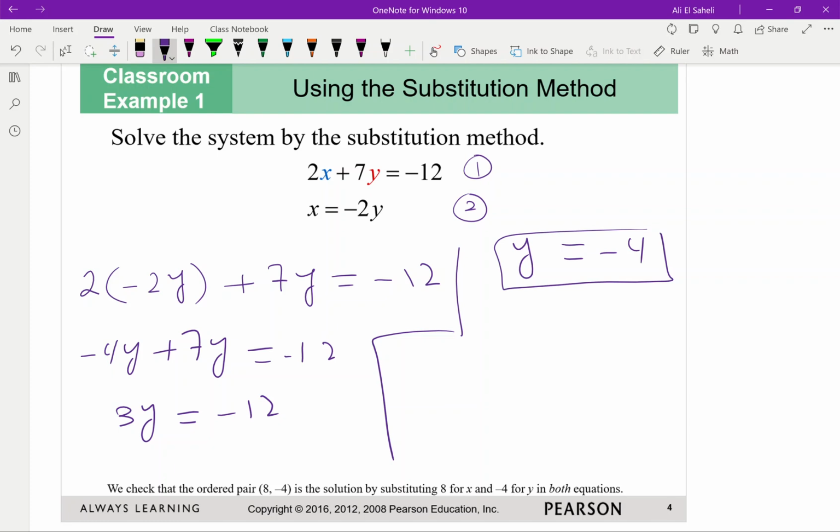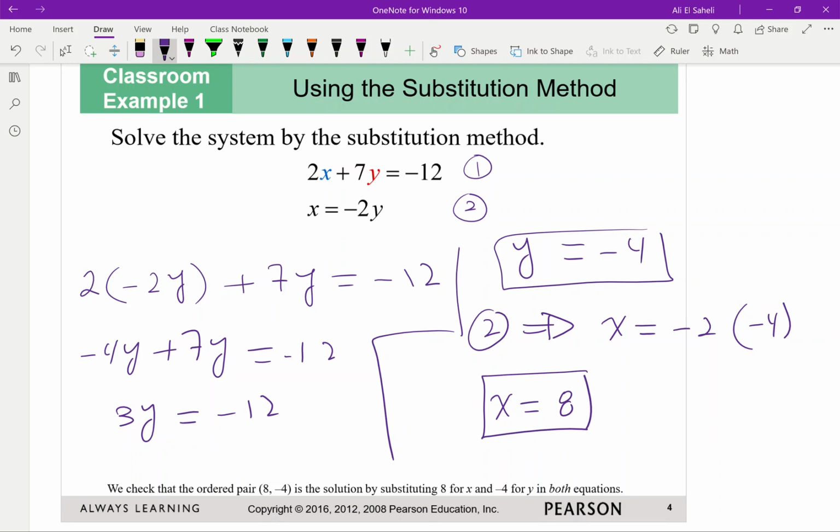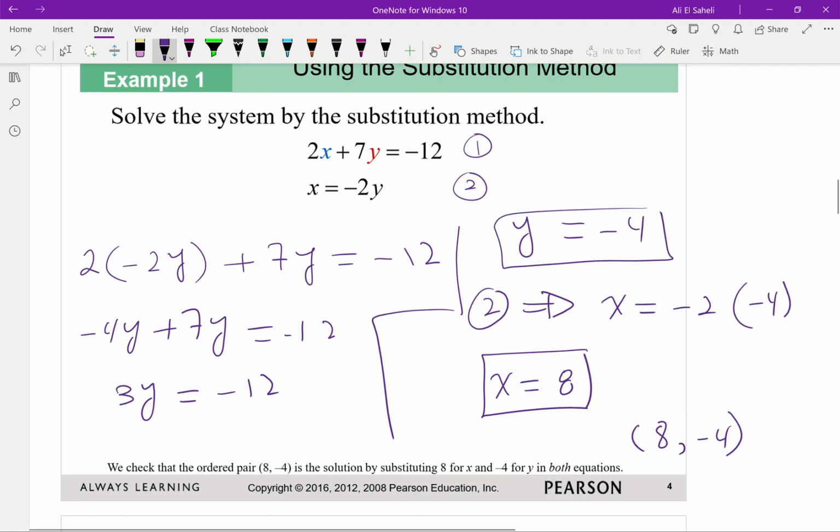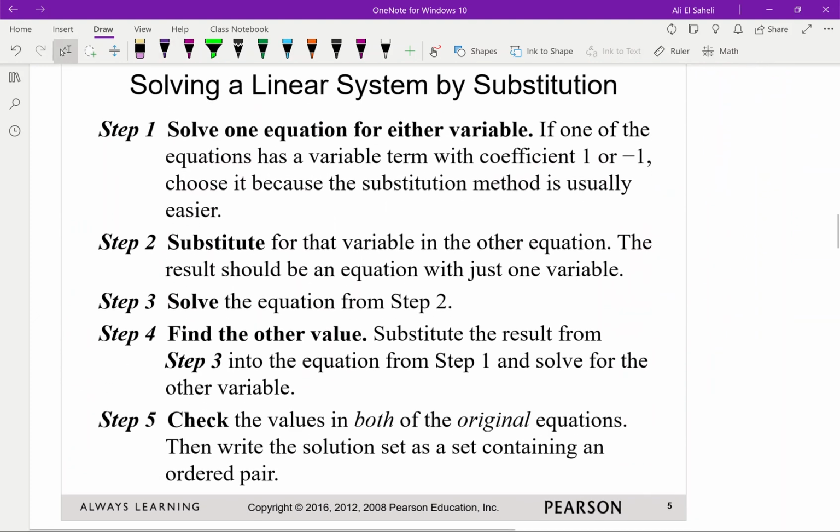We use equation 2 to find x. So x is -2 times y. So x is 8. The solution is 8, minus 4. The solution ordered pair is (8, -4). So this is the summary of the method as I explained it.